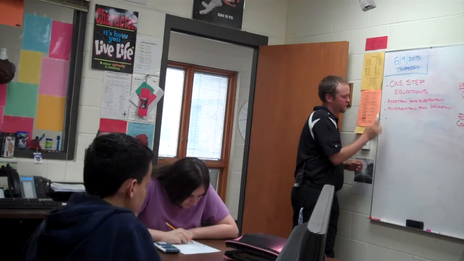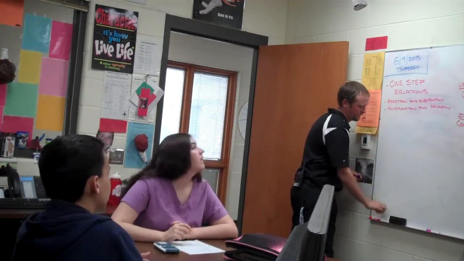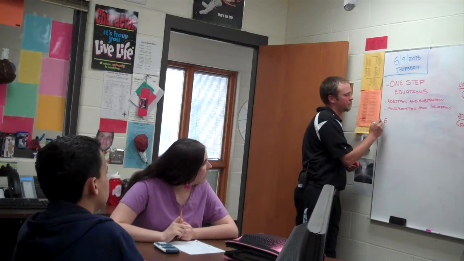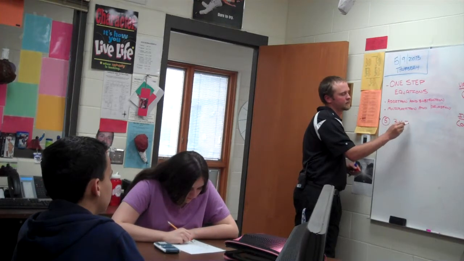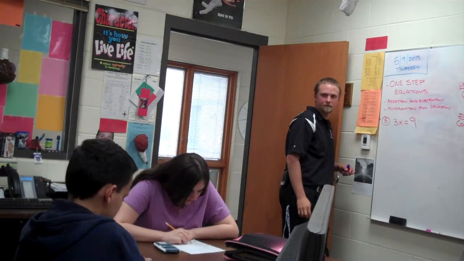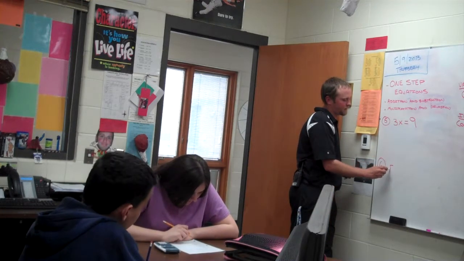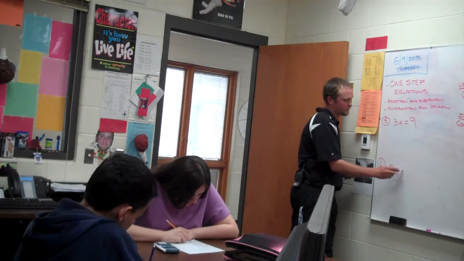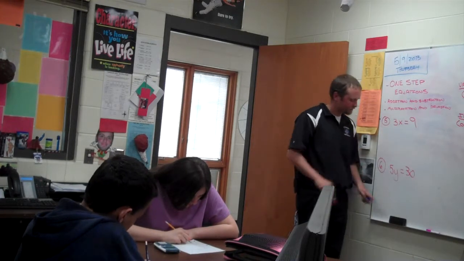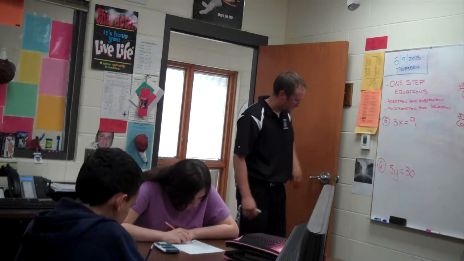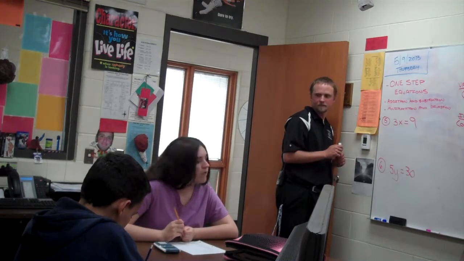So now we're on number 5, right? Number 5, we'll do 3x equals 9. And we'll do 5y equals 30. So walk me through this one. Who wants to go first? Sylvia, you want to go first? Yep. Alright, what do I do for number 5?